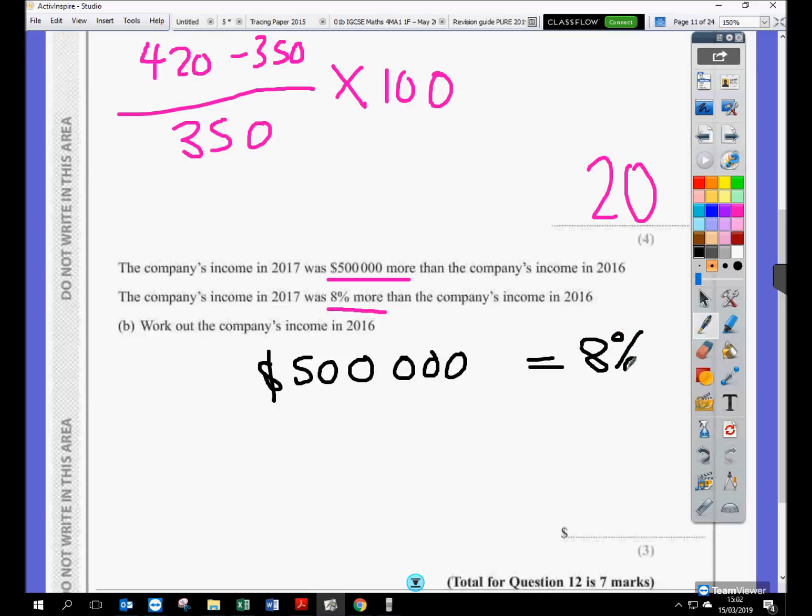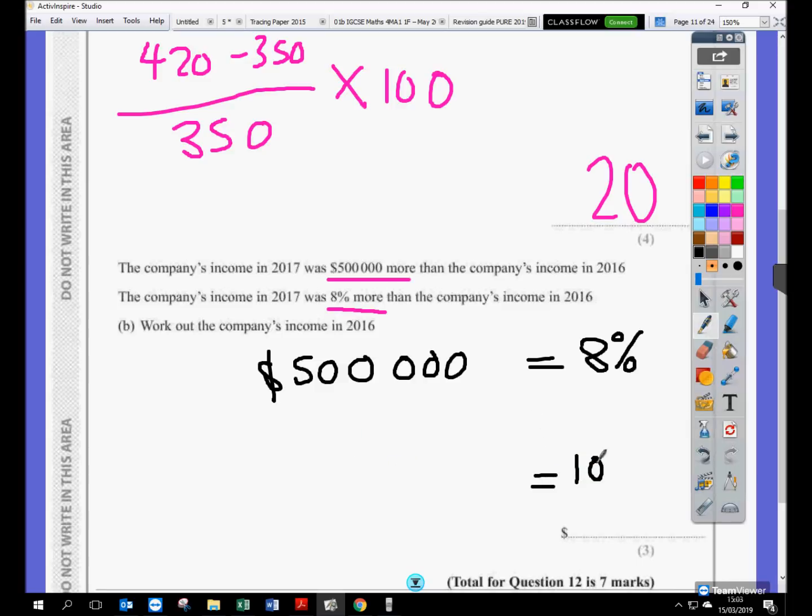Now what they earned in 2016 will be 100%. In 2017, it will be worth 108%, but they're not telling us how much it is valued at in 2017. They're just telling us what it's gone up by. So this is only the 8%. This is just the increase. What they actually made altogether must be a very, very large number, and that's what you're expecting.